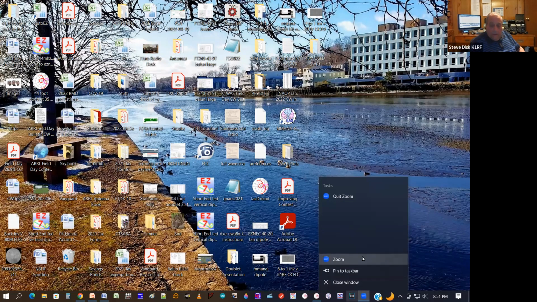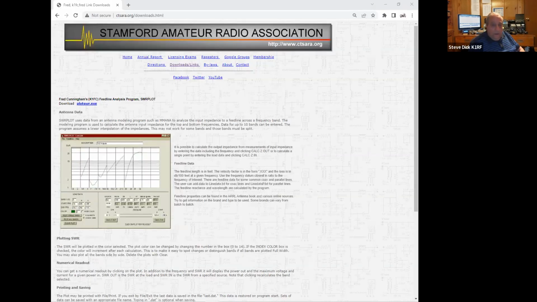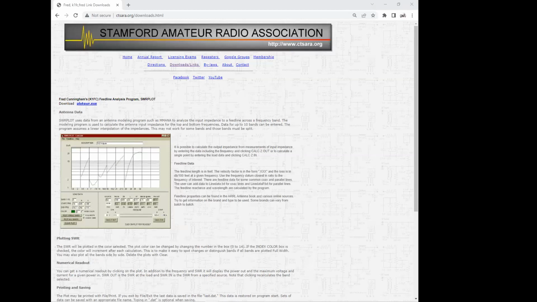Okay, well, that's basically the story. I use end-fed half-wave antennas over here. I like them a lot. And I have two sort of at right angles to each other. So I don't know if anybody has any questions on it or that I could help answer. There's our website with downloading links with the program.